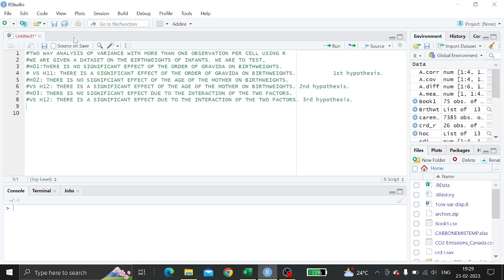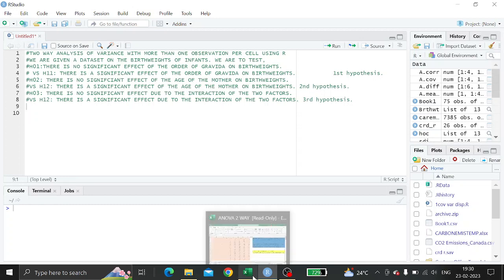Our second null hypothesis is that there is no significant effect of the age of the mother on the birth weights against the alternative that yes, there is a significant effect of the age of the mother on the birth weights. And our third null hypothesis is that there is no significant effect due to the interaction of the two factors against the alternative that yes, there is a significant effect due to the interaction of the two factors.